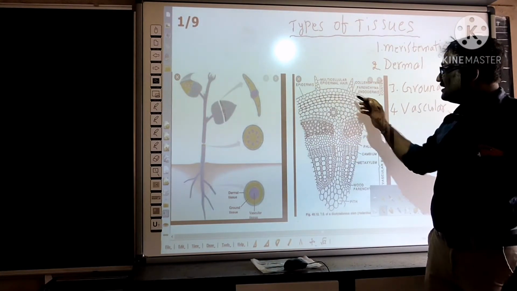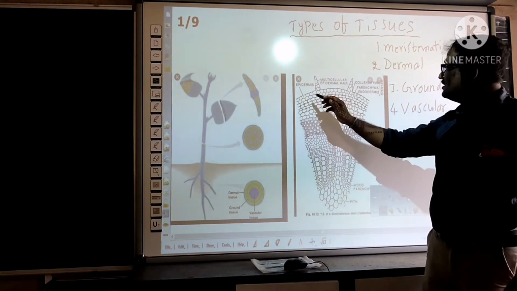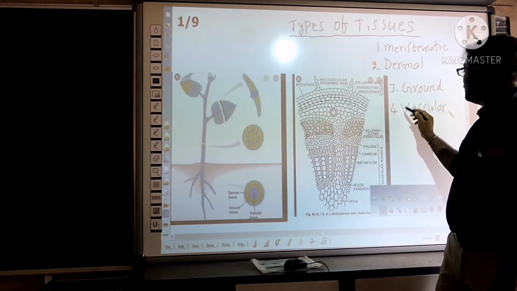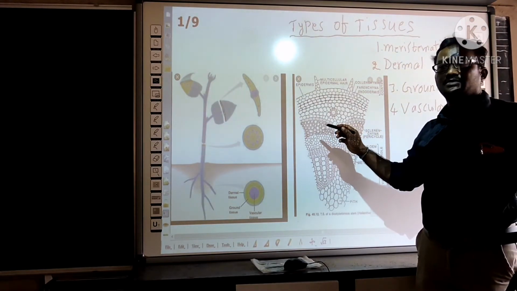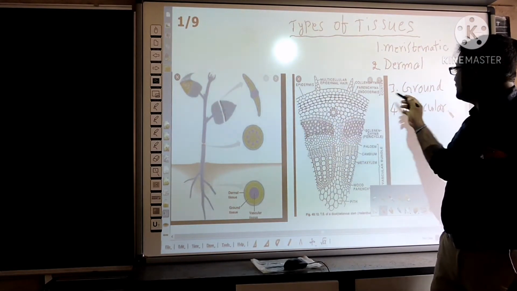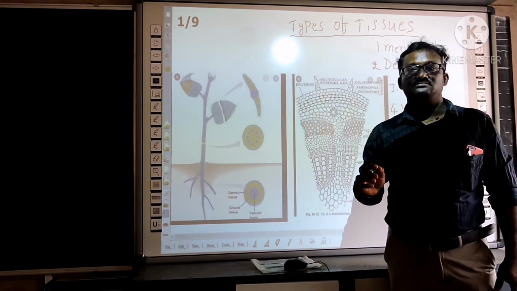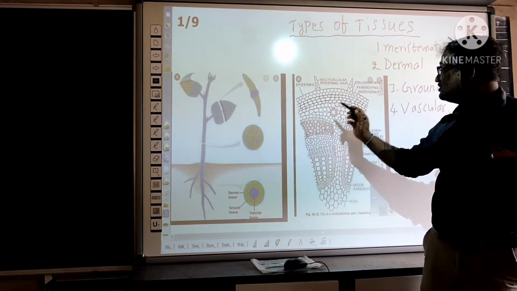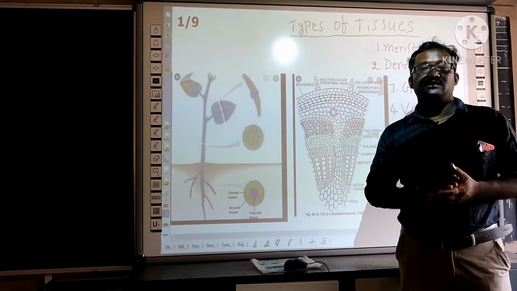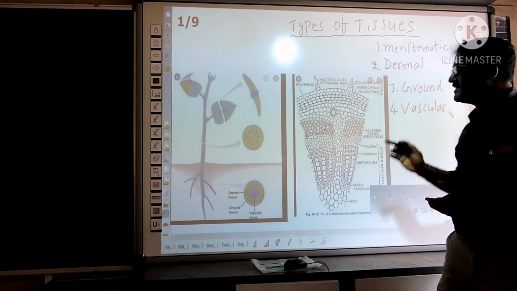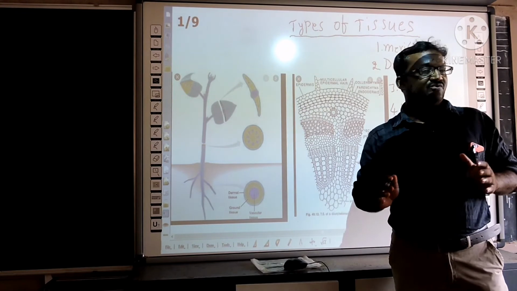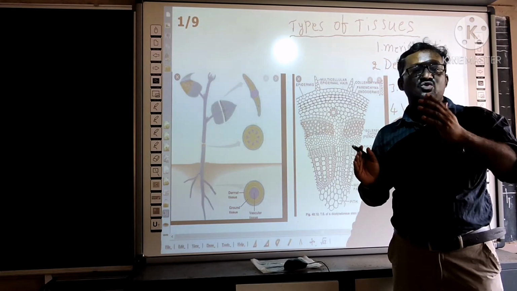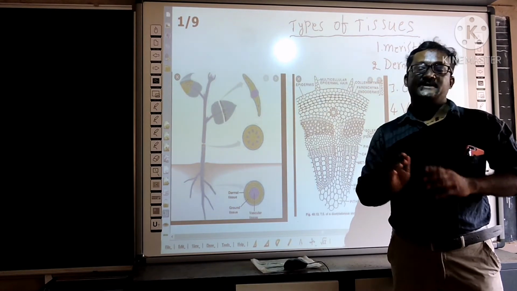Now see this TS of the stem. This is the dermal tissue, and here you can see the vascular tissue. Both are connected by the ground tissue. The material transportation takes place from one tissue to another through this ground tissue, packing, and it gives bulk also. Vascular tissue is responsible for transportation of water and minerals from roots to other parts and food from leaves to other parts of the plant body.